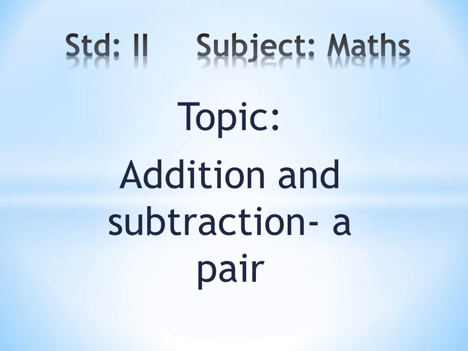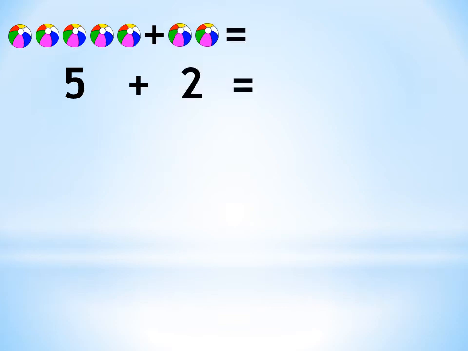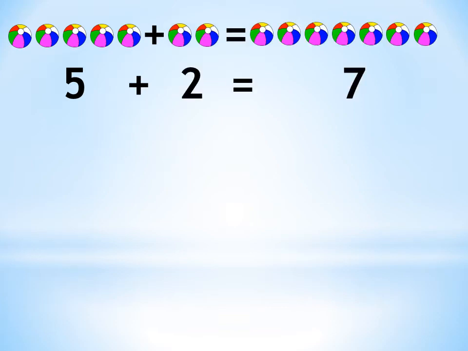Hello students, today we are going to learn addition and subtraction in a pair. Let's take one example. 5 balls plus 2 balls is equal to 7 balls.